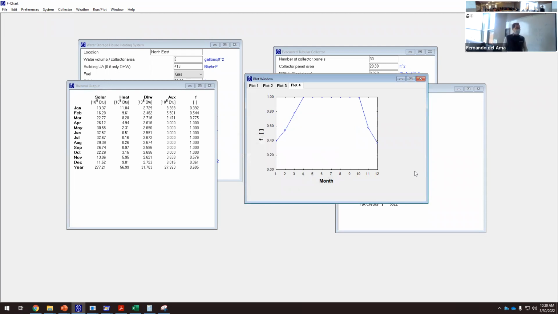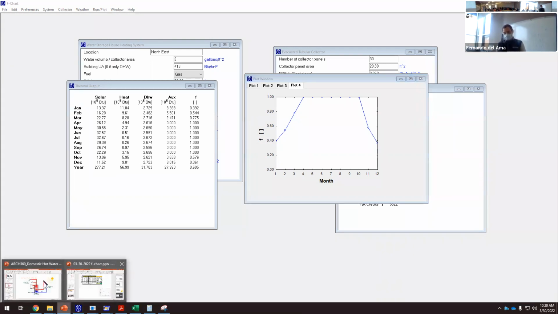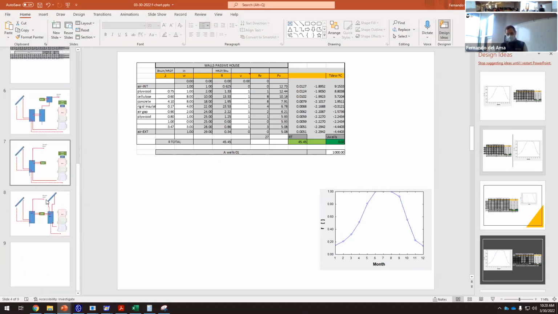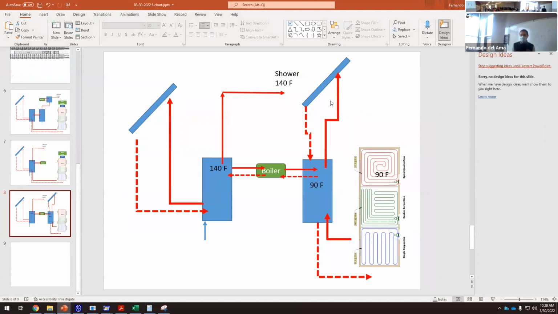Okay, so now we have 40% of the energy I need in winter, but for sure I will have an overheating problem there in summer. Okay, because that will grow, and probably there will be an overheating there. So what can I do? The third option, I can include a swimming pool on this schematic view.